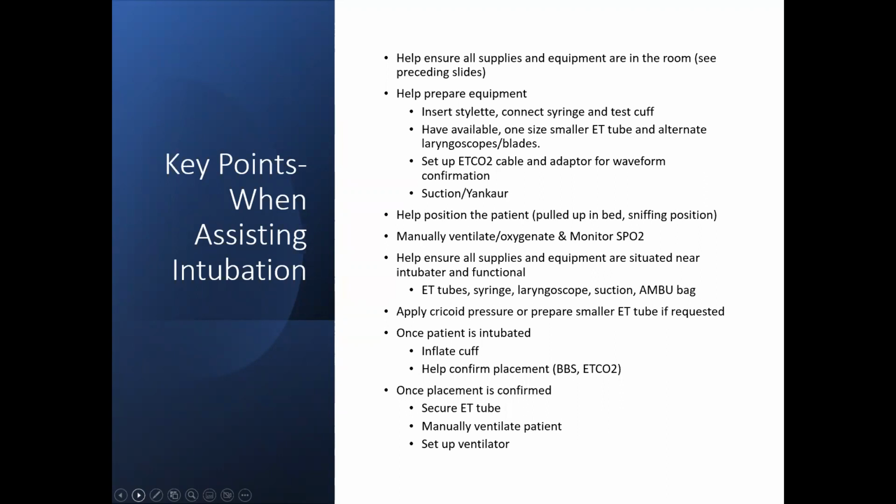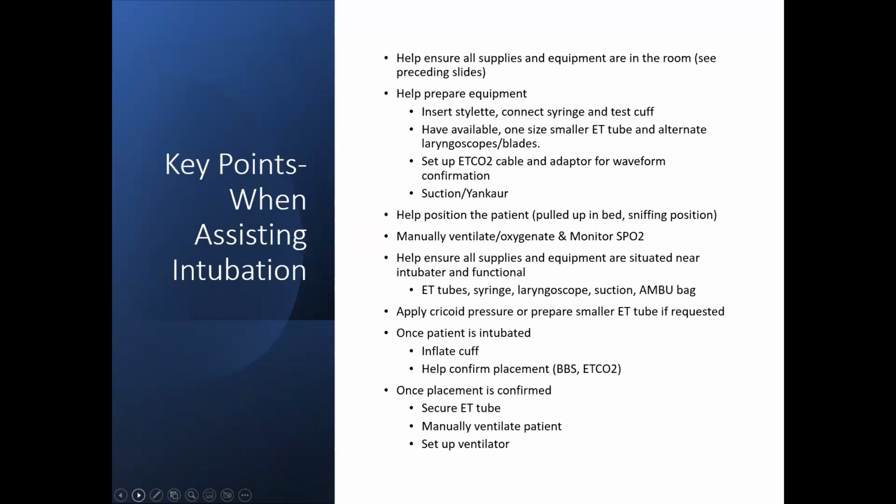Position the patient. If you go in and can't see the glottis or the vocal cords, the first thing you do is reposition the patient. Help ensure all supplies and equipment are situated near the intubator and functional. They'll say, I'm going to pull the patient up. If you have all the supplies on the patient's chest, they're going to be falling all over the place. So just be mindful of that.